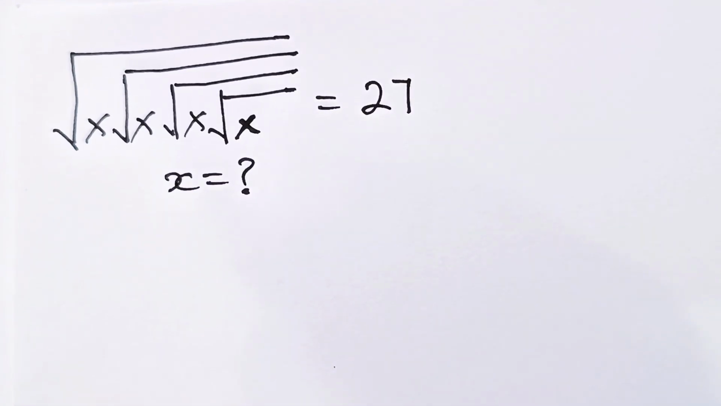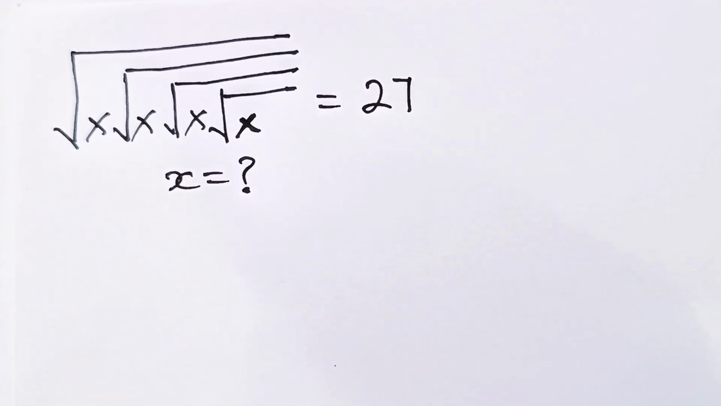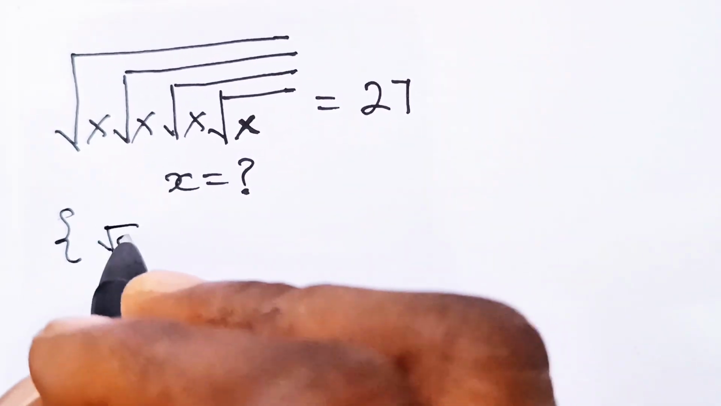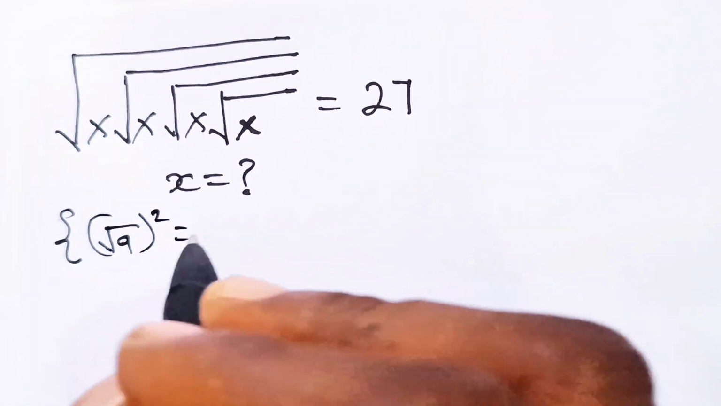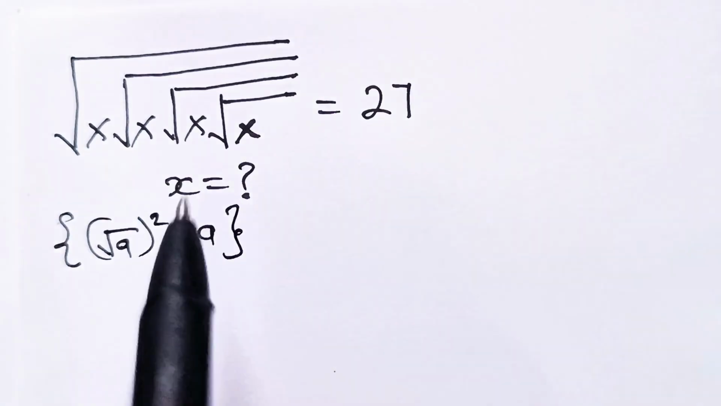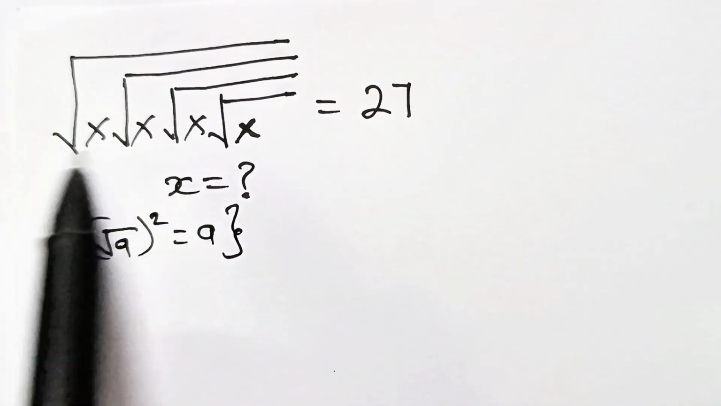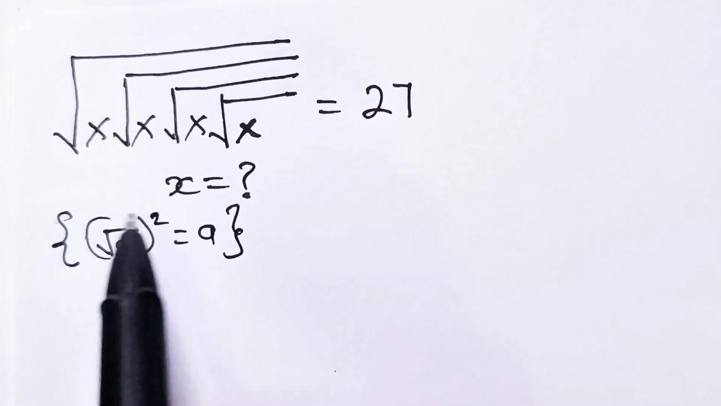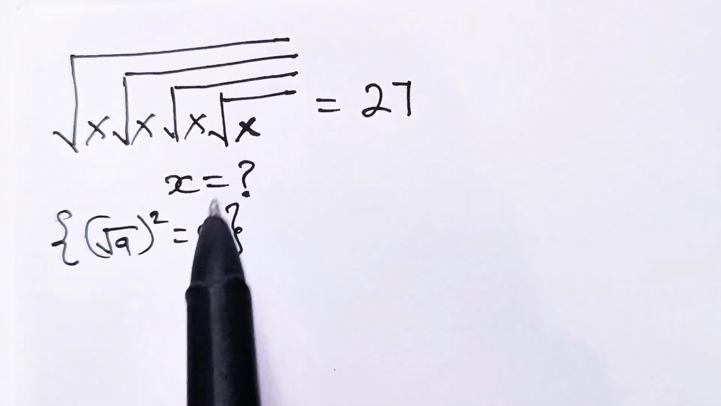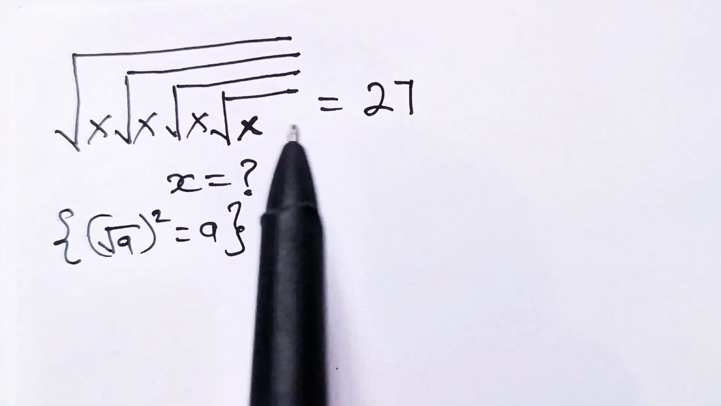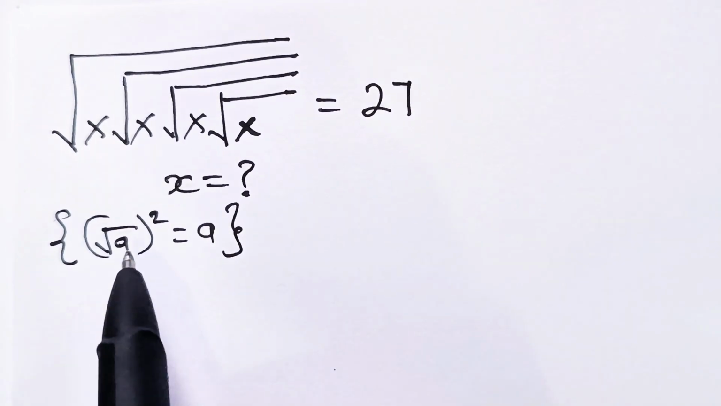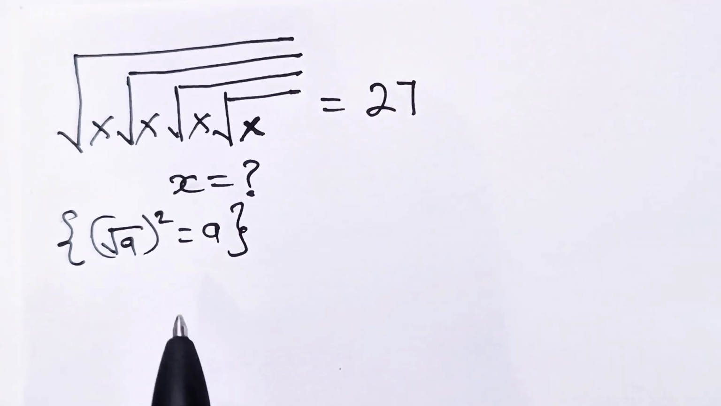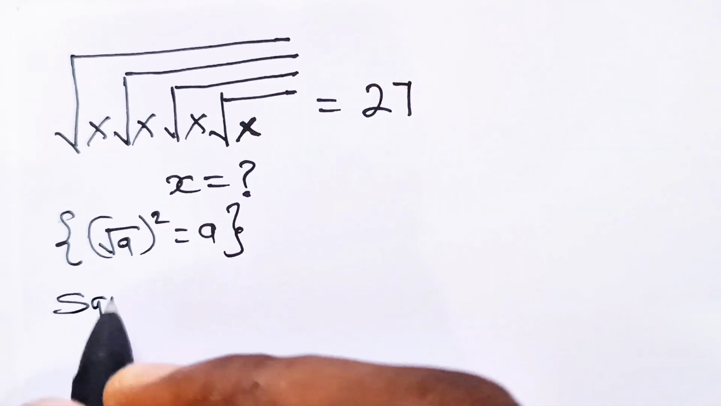Okay, first we need to note something. Recall that the square root of a squared is equal to a. That means that anytime I have square roots, just like I have here, in order to get my x, I need to remove all these square roots. And the only way to do that is to square. So that is exactly what we are going to do. So let's square both sides.